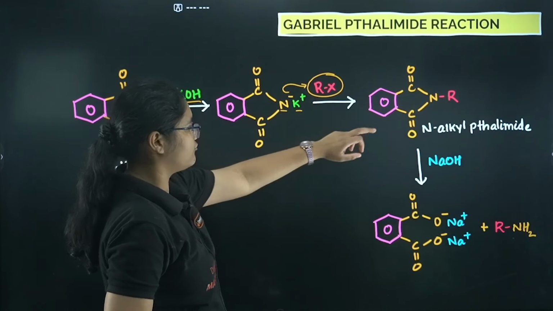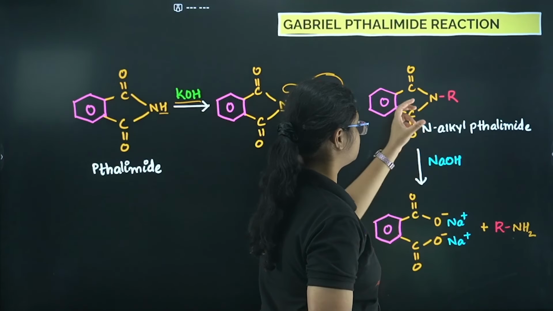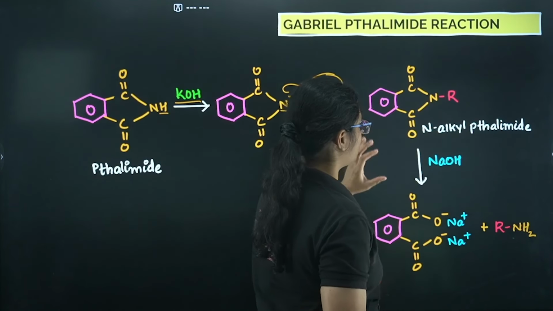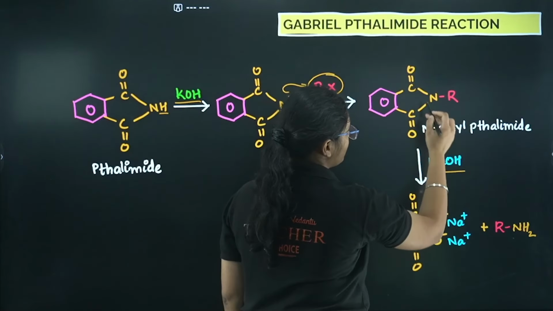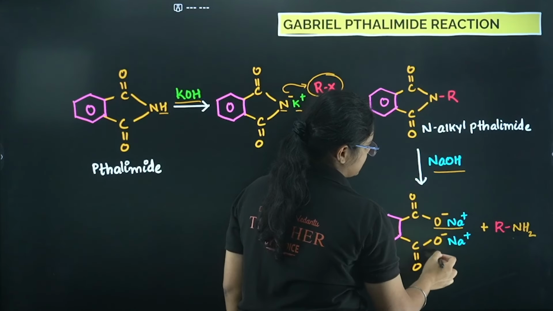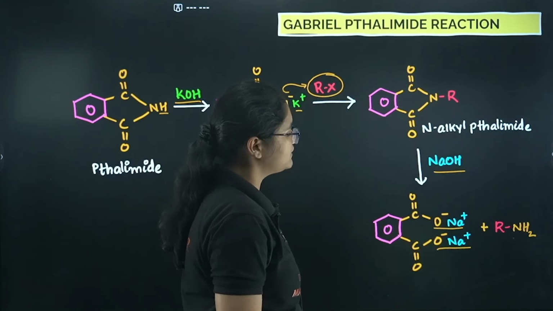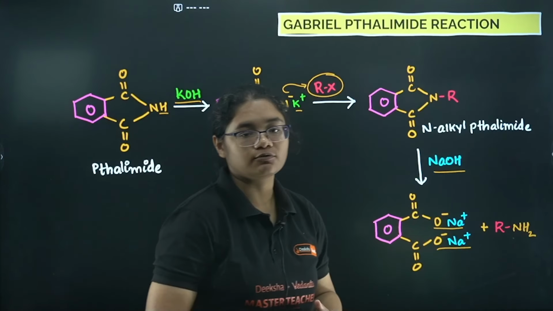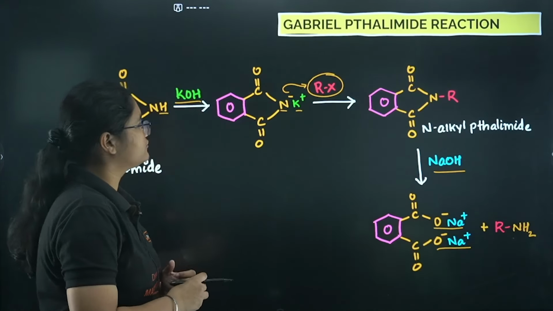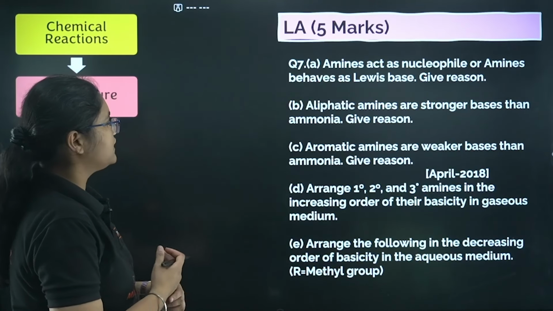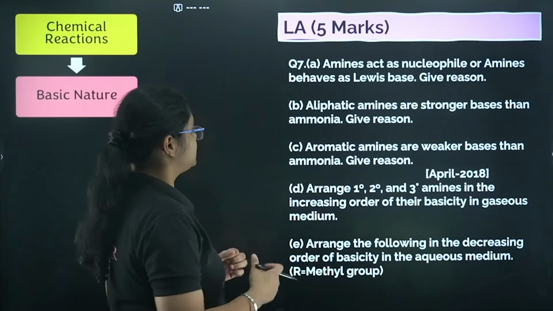N-R will form, and then this N-alkyl phthalimide is formed, and then on treating it with NaOH, what will happen? COO minus Na plus, COO minus Na plus, and RNH2 is formed here. Okay, clear this one? Next we will see some questions on their basic nature.